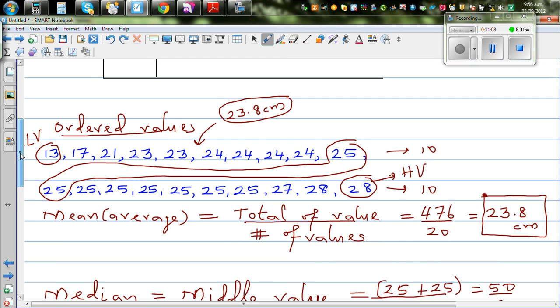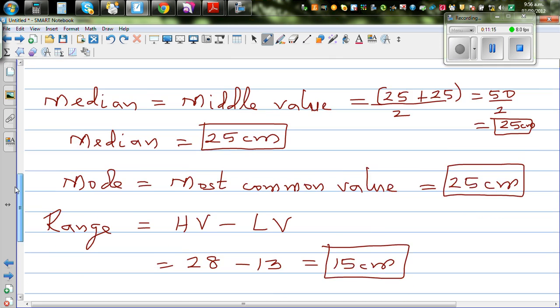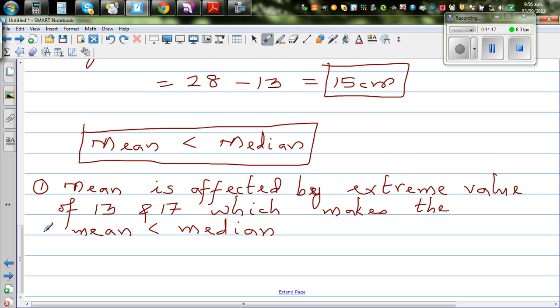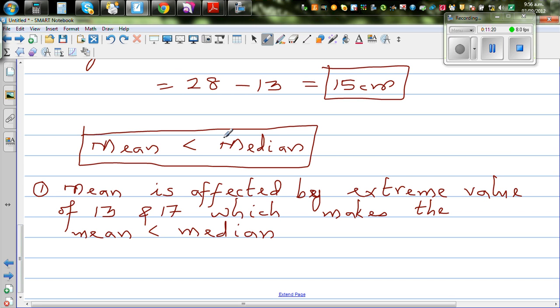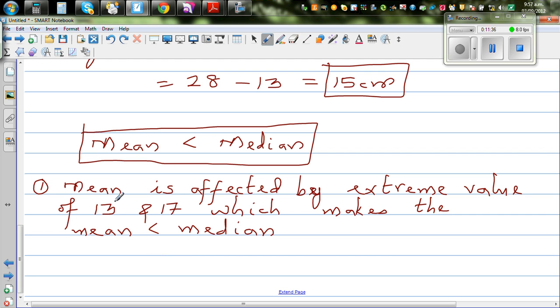Whereas in the median, you're not taking into consideration all the values. You're only looking at the middle values. So here, the median is the most sensible measure, more sensible than the mean, though mean and median should both give you the middle of the data. And so you can say 13 is an extreme value.